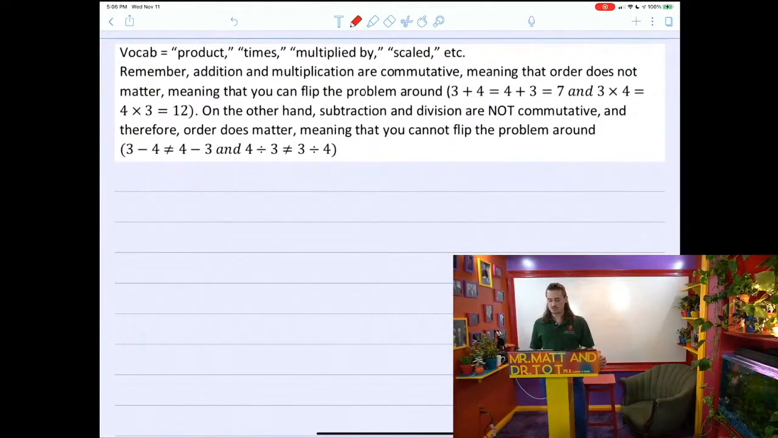The same thing is true for division. You can't switch division around, because 4 divided by 3 would be 4 thirds. 3 divided by 4 is 3 fourths. Those are two totally different numbers, so the order does matter with subtraction and division.